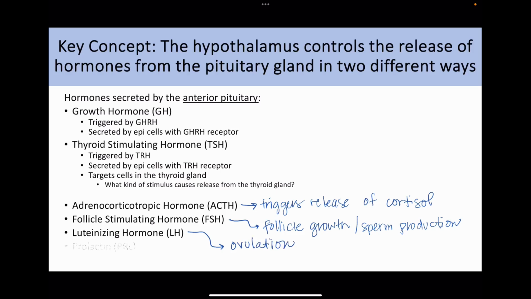And then prolactin is the last one. This one is specifically for breast milk production. So make sure you underline or highlight that it's breast milk production, because there's another hormone that controls the release of that breast milk. So this is only for production, not for secretion. All right, so questions about how the anterior pituitary gland works?